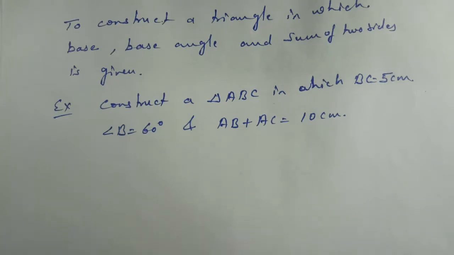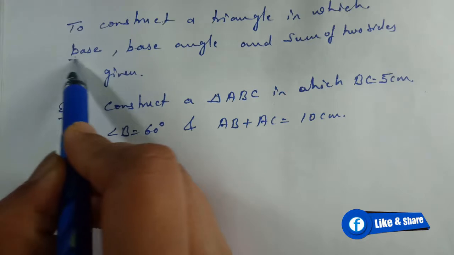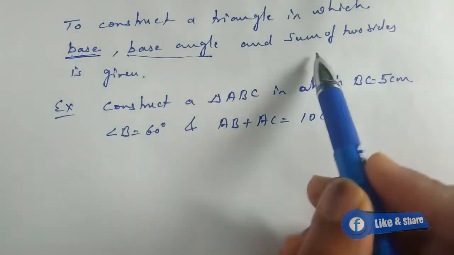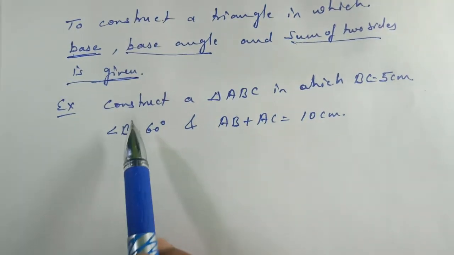Yes, student, today we're going to learn how to construct a triangle in which the base means the measurement of the base of the triangle, one of the base angles is given, and the sum of the two sides is known. So let us take an example.